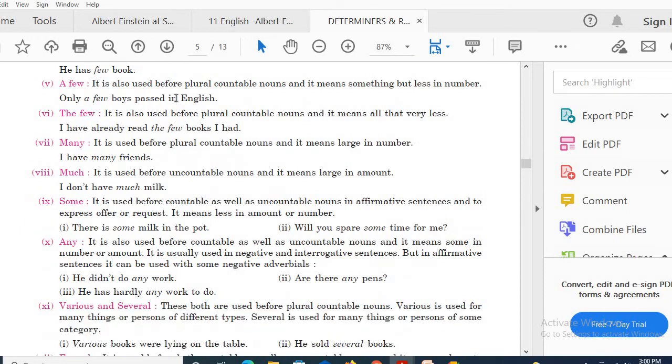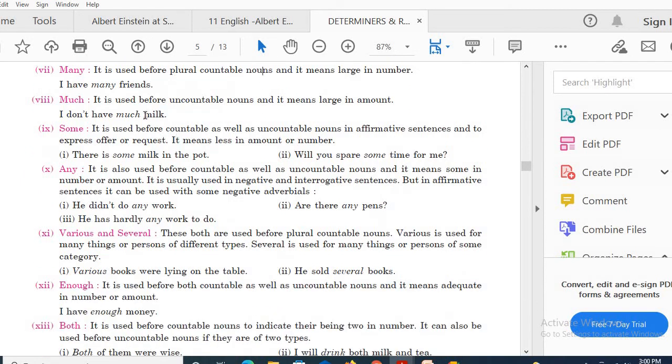Now few, if I say a few, what does it mean? A few means something but less in number. Example, only a few boys passed in English. If I say the few, what does it mean? It means all that very less. The more you practice, these things will be easy for you. Example, I have already read the few books I had.